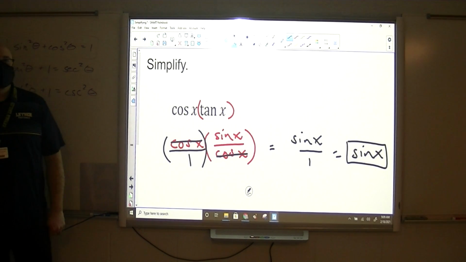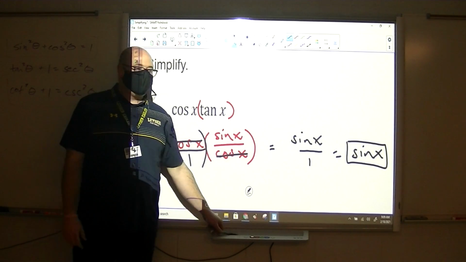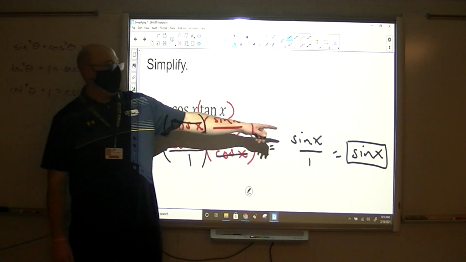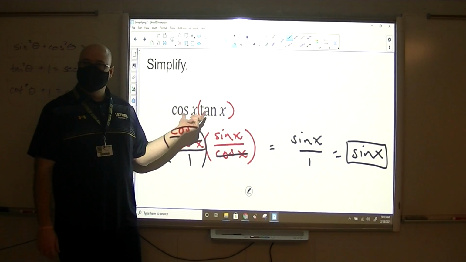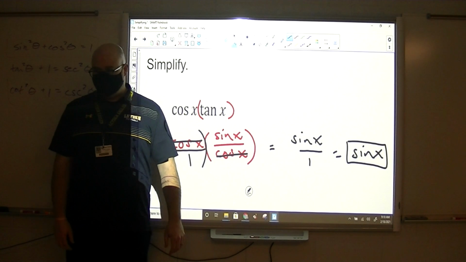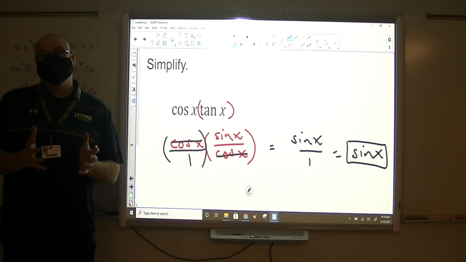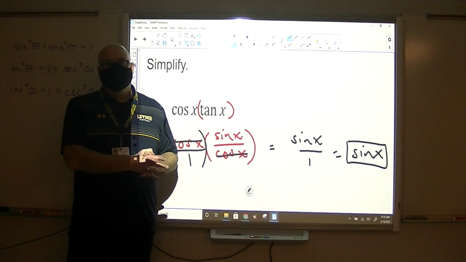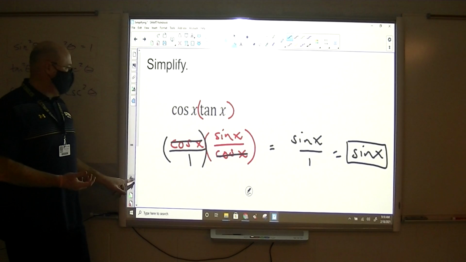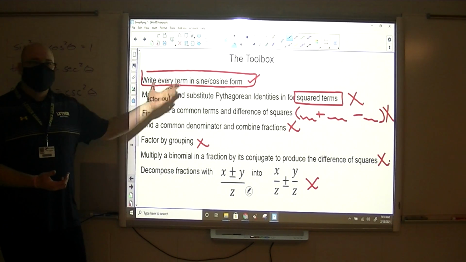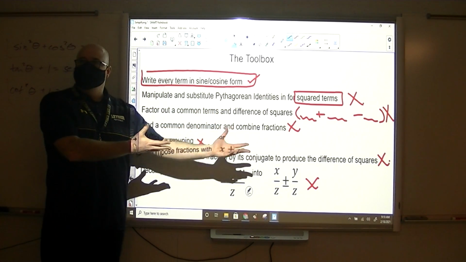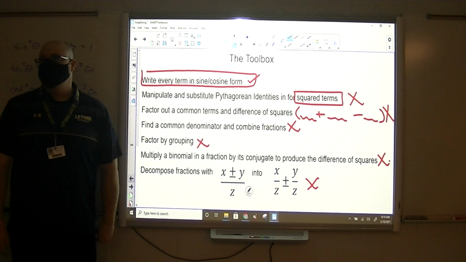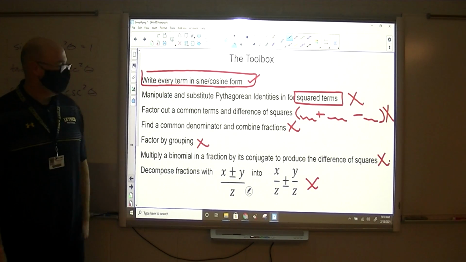Done. If you're asking yourself, when am I done? How do I know I can't do anything more? Look at what you have now and what you started with. You started with 2 terms, now you have 1. I'd say that's pretty simple. Is everything always going to simplify down to 1 term? No. Okay. But there's nothing else, even if I went back to the toolbox, none of these could then be used on what we're looking at here. There's no squared terms, there's no fractions, there's no plus or minus signs. Okay? So we'd be done with that.